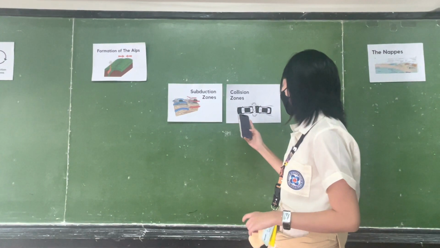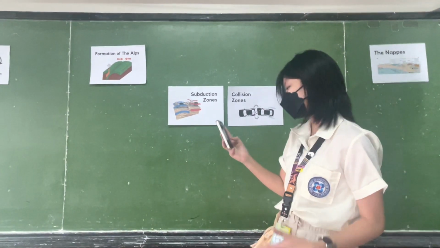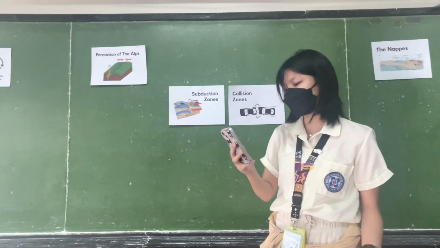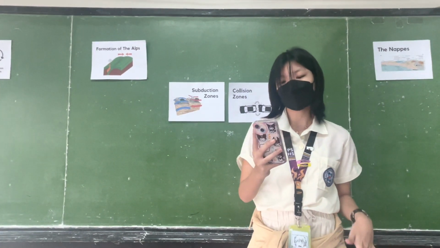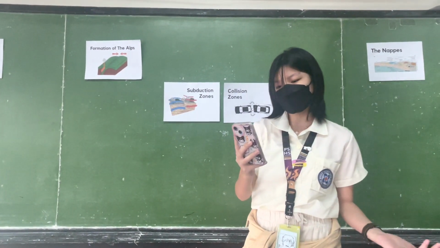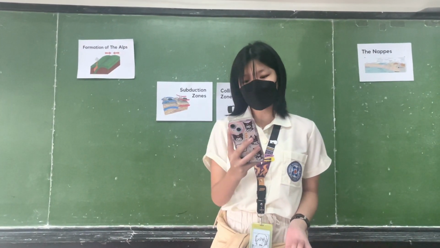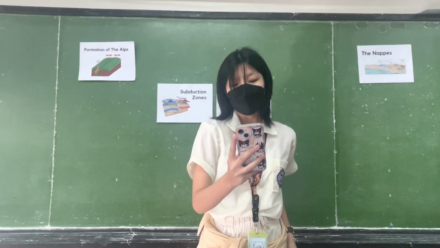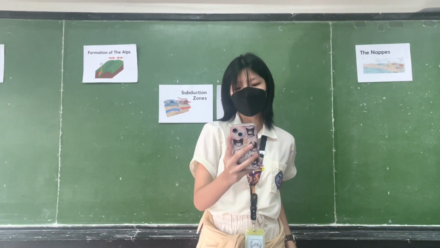Collision zones are when neither of them can subduct, since neither is significantly denser than the other, and they will just collide with each other and create an extrusion, usually in the form of mountain ranges. In between the two plates, Laurasia and Gondwana, is the Tethys Sea. The Tethys Sea has been collecting sediments and minerals.